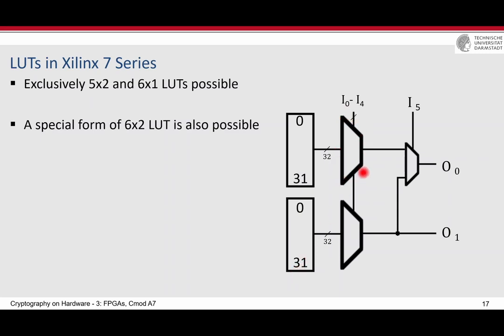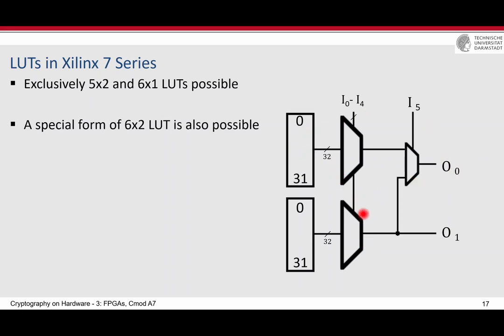And there is a multiplexer tree from I0 to I4, which means 5 bits to here. The same 5 bits are connected to this one. And the last one here, if you consider this output, goes here and here. O6 is actually an output of a 6 to 1 LUT, which means that you can easily implement 6 to 1.